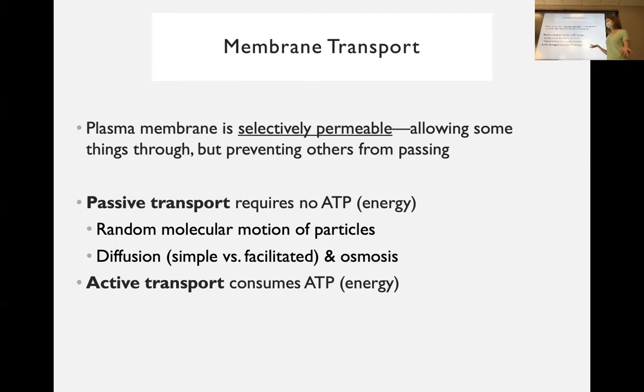Active transport, there's really only one kind. I'll talk about some detail on it, but it consumes ATP. So the cell needs to use energy to move certain things across the membrane. And I'll talk about when that happens.